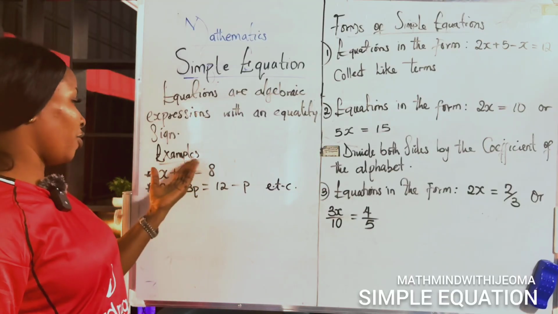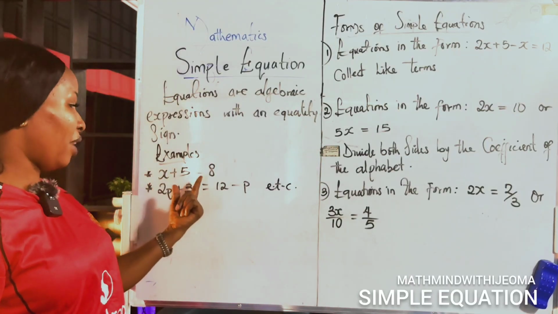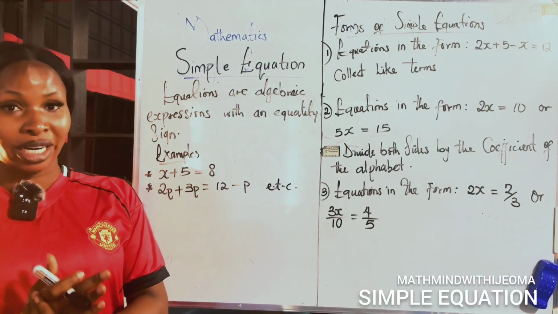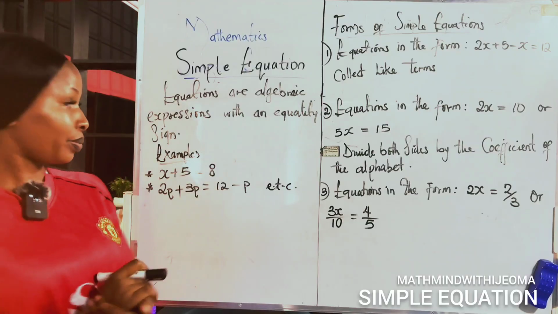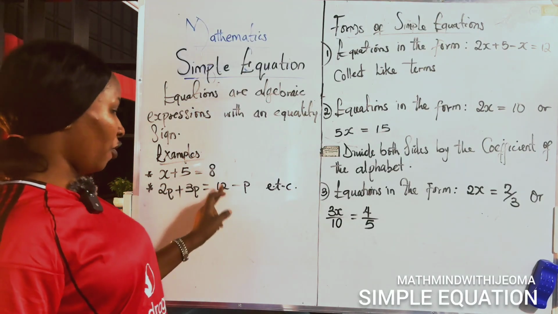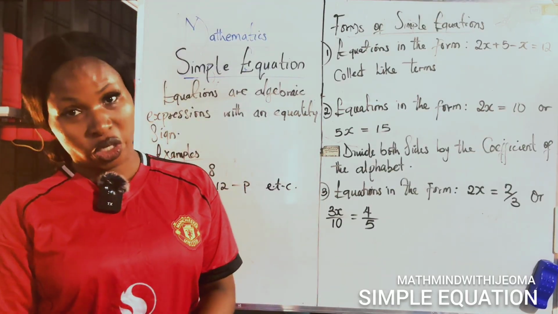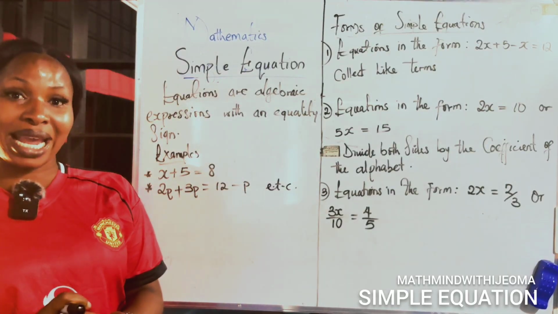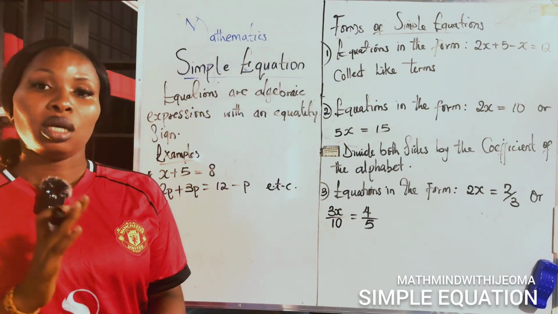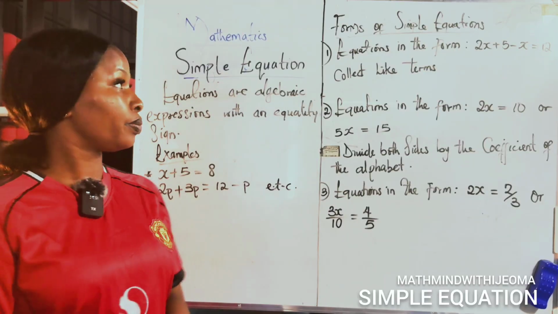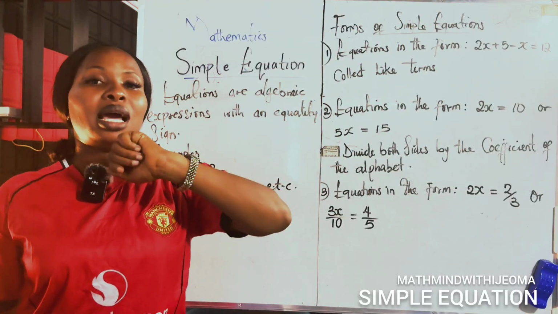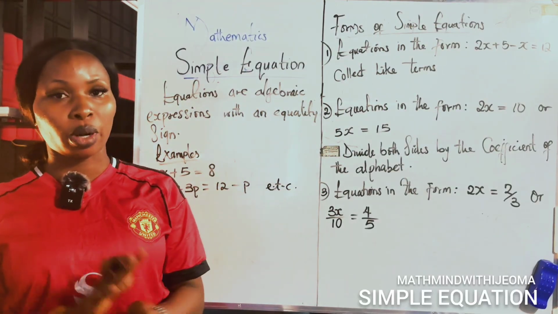Now, examples of equation, we have x plus 5 equal to 8. It's a combination of alphabet, numbers with an equality sign. Then we have the next, 2p plus 3p equal to 12 minus p. This is an equation because it's combined with equality sign and algebraic expressions. Now, I'll be talking about different forms of equation and how you can tackle them without problems.